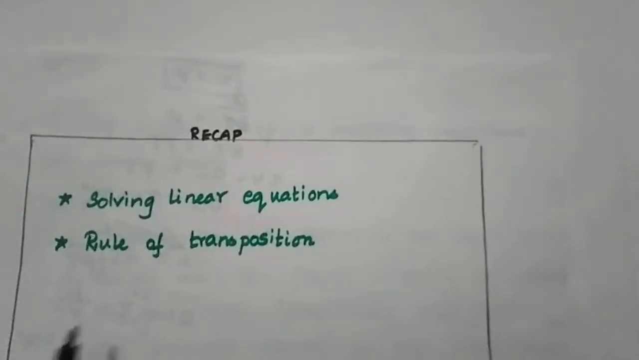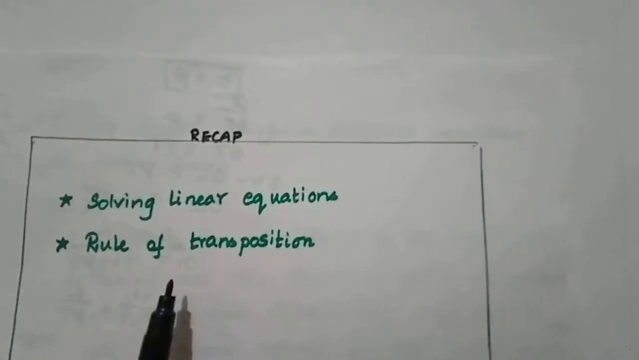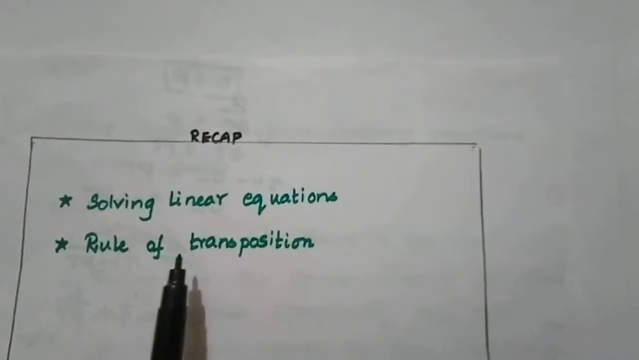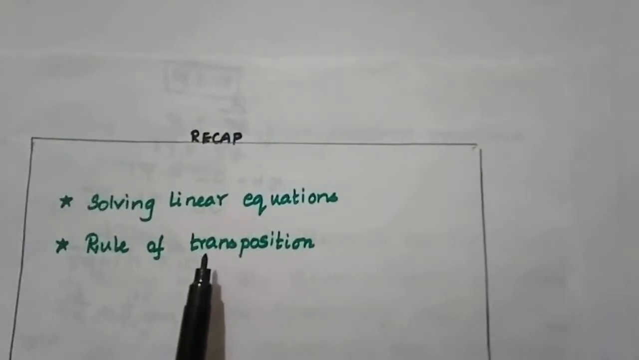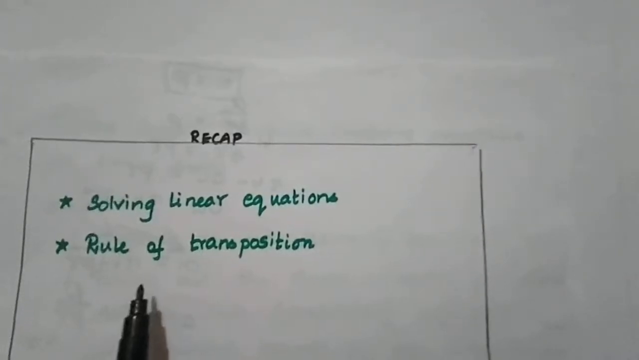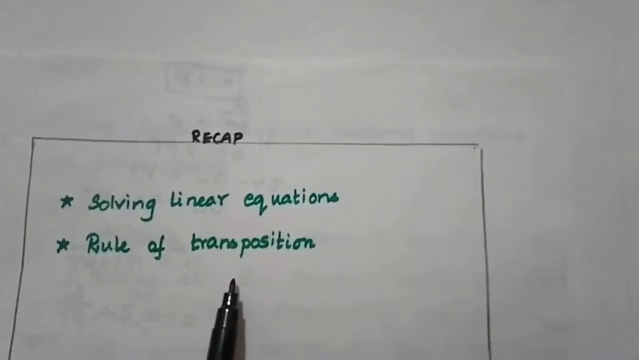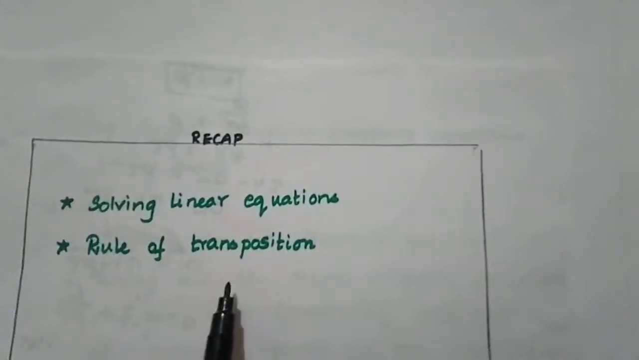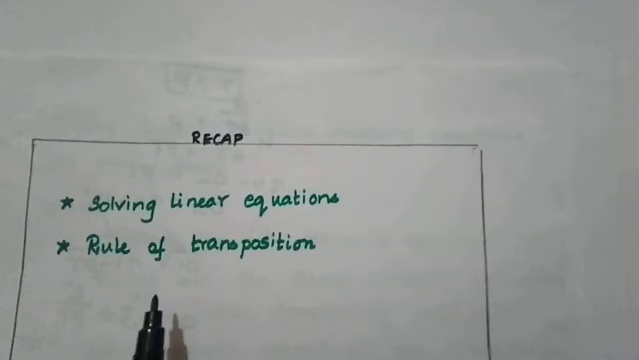Let's have a small recap of what we have learned in today's class. Solving linear equations. Solving a linear equation means to find the value of the variable which makes both the sides of the equation equal. Rule of transposition. Any term from one side of an equation can be moved or transposed to the other side of the equation by changing its operation. That is, addition becomes subtraction and vice versa, and multiplication becomes division and vice versa. Is it clear, children? Yes.